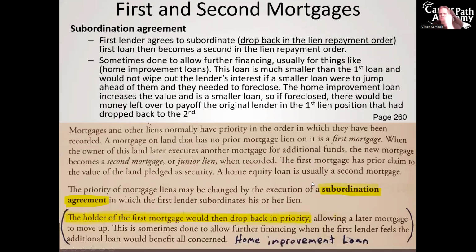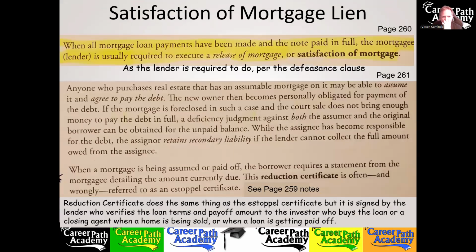You guys got the notes? Yes. So when all mortgage loan payments have been made and the note is paid in full, the mortgagee, that's the lender, is usually required to execute a release of mortgage or satisfaction of mortgage. The lender is required to do this per the defeasance clause, which says once you defeated the loan, you paid back that baby, the lender has no further interest in the property.